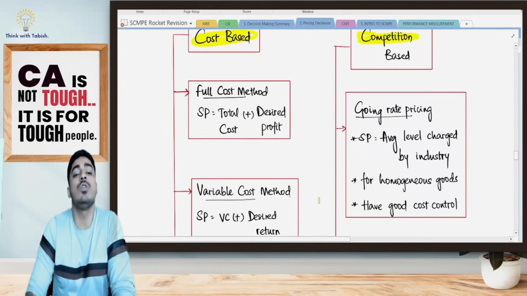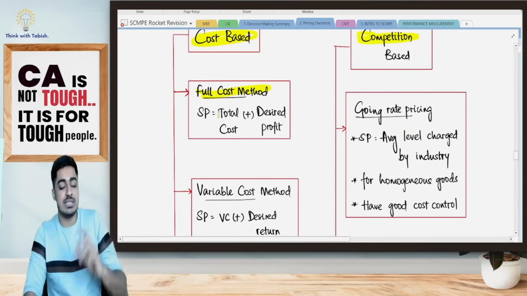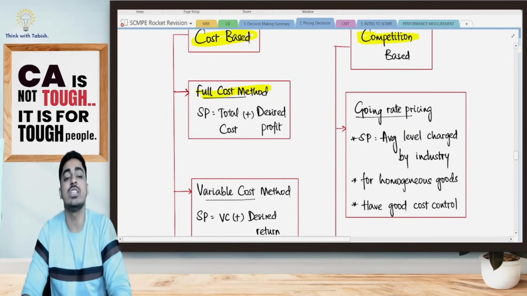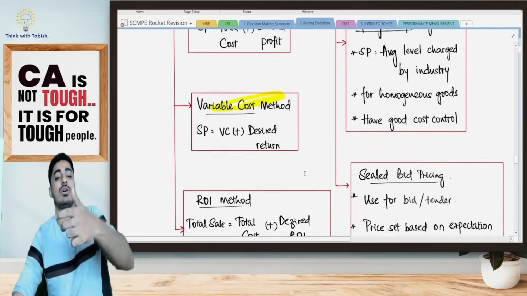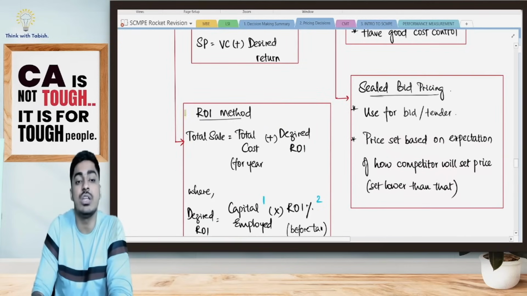Cost-based, in that first one, full cost method. Your selling price is nothing but your total cost plus profit. Or else your variable cost method: it's your variable cost plus desired margin. Or else your return on investment method.